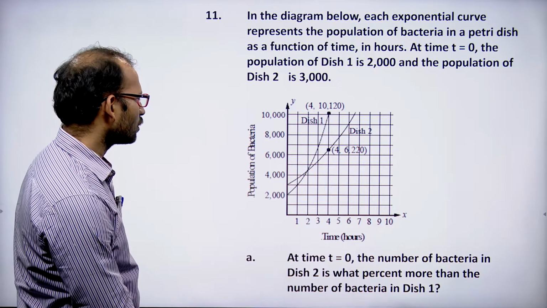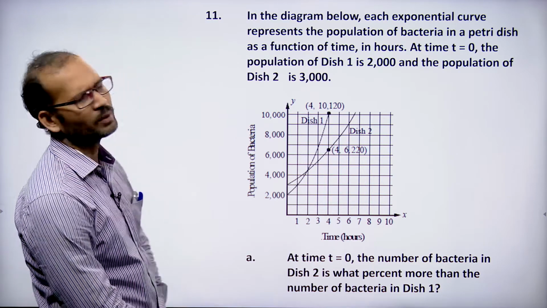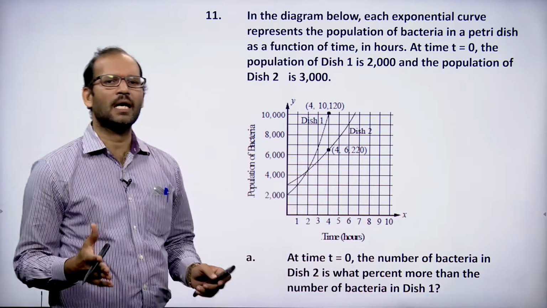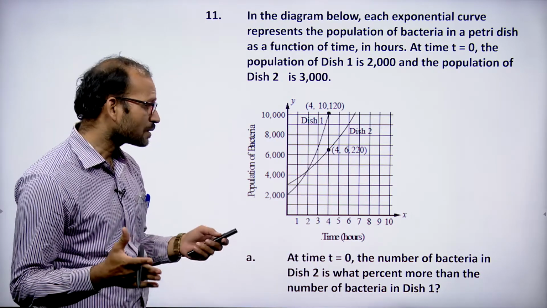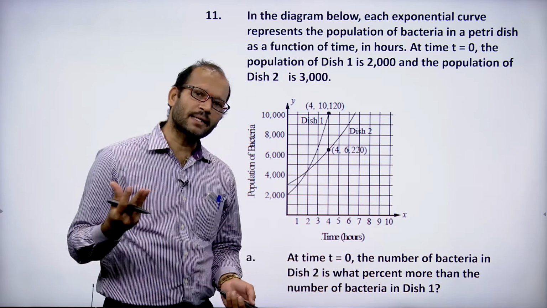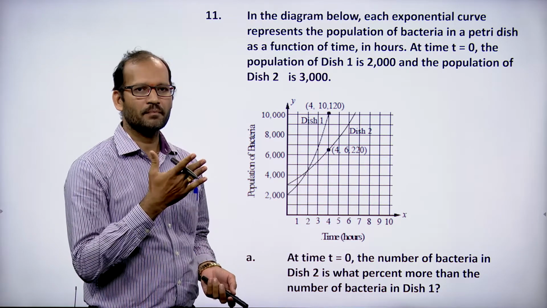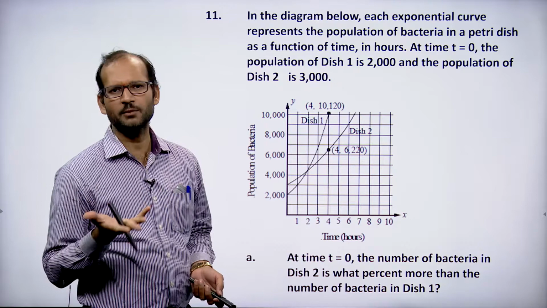At a time t equal to 0, the number of bacteria in dish 2 is what percent more than the number of bacteria in dish 1? Initially, what percent more than the number of bacteria in dish 1? Number of bacteria in dish 2 is how much percent more than the bacteria in dish 1? That is what is simple.